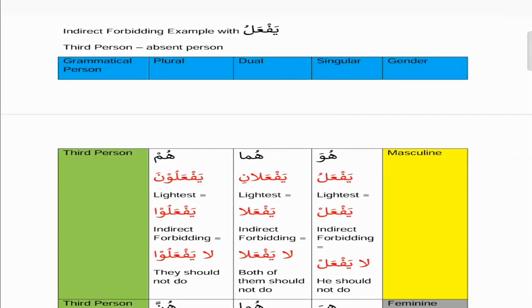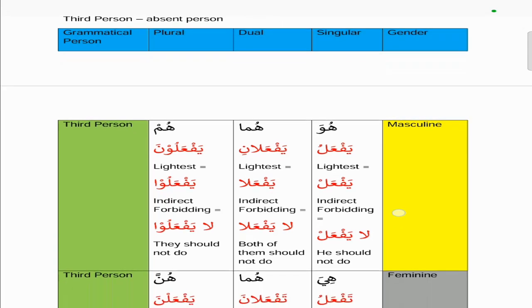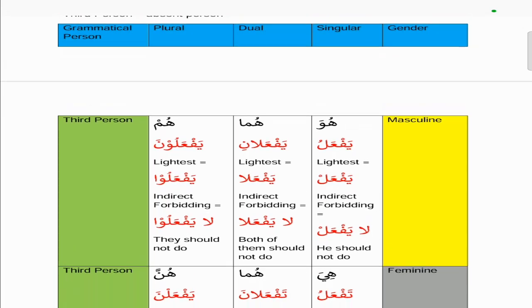So if you look at the first one, the singular masculine, which is huwa, the normal version is yaf'alu, and then for the lightest, if you remember, we changed the dhamma at the end to a sukoon, so it becomes yaf'al. And then for indirect forbidding, we just put a la in front of it, so it becomes la yaf'al, which means he should not do. It doesn't mean you don't do, because that's direct forbidding, and that's only for you, for second person only. Whereas this is indirect forbidding, which is for third person.